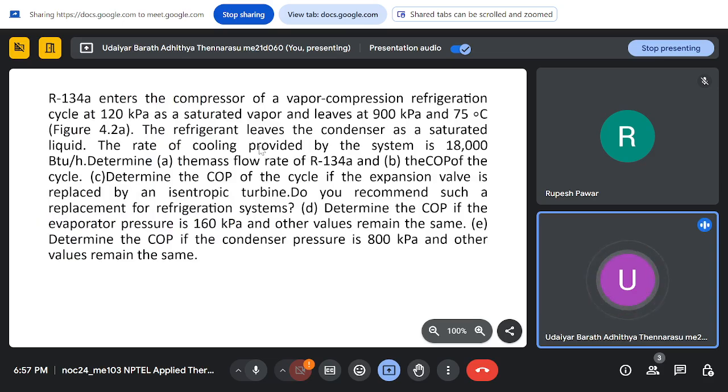So the next question is similar, with R134A. R134A enters the compressor of a vapor compression refrigeration system at 120 kilopascal as a saturated vapor and leaves at 900 kilopascal and 75 degrees Celsius. The refrigerant leaves the condenser as a saturated liquid. The rate of cooling provided by the system is 18,000 BTU per hour.